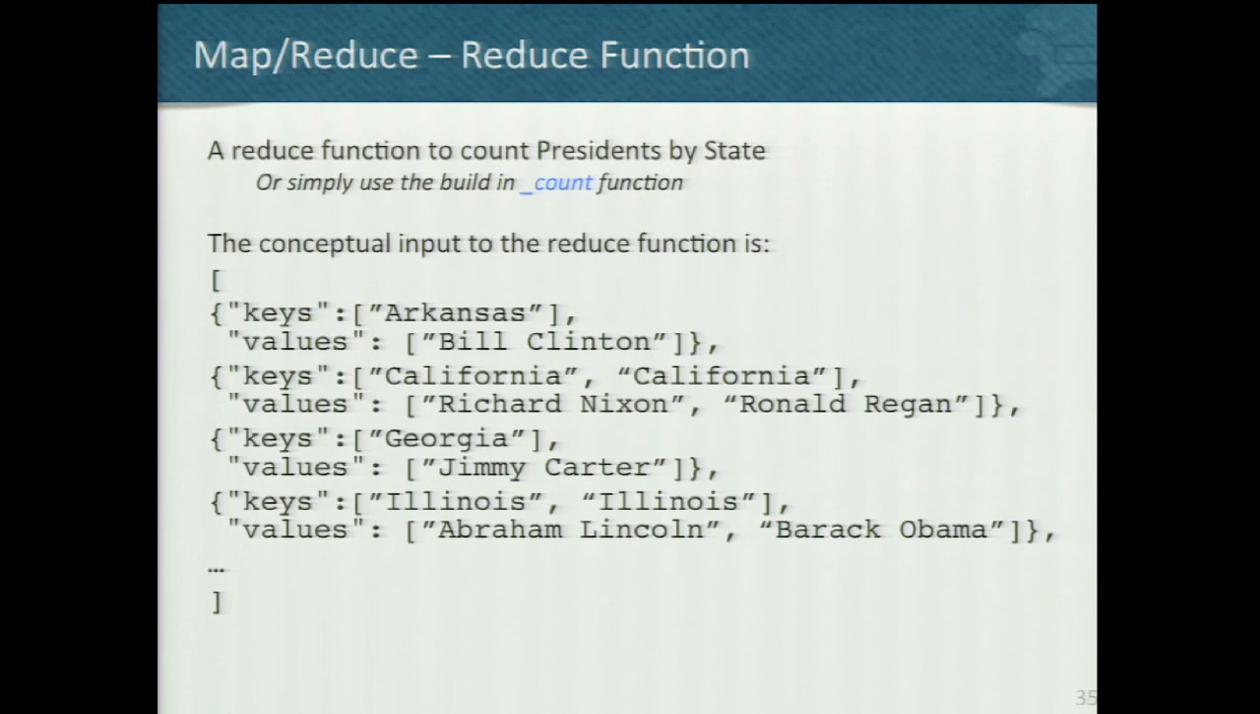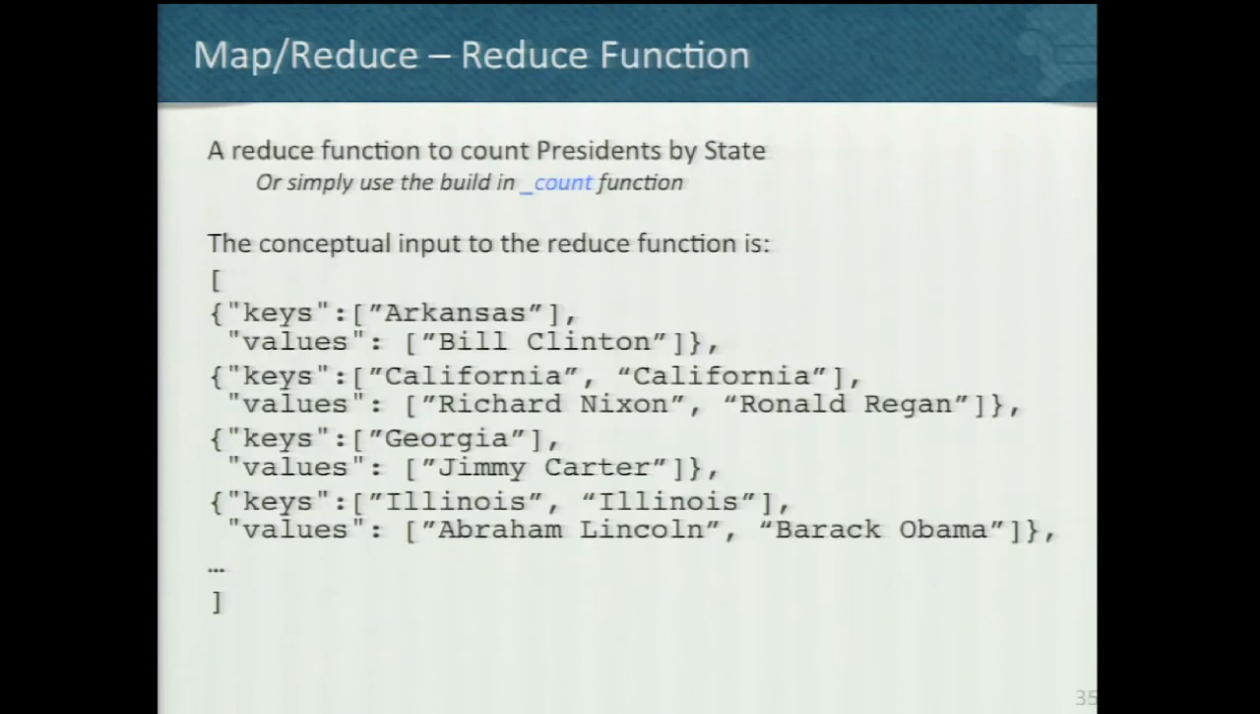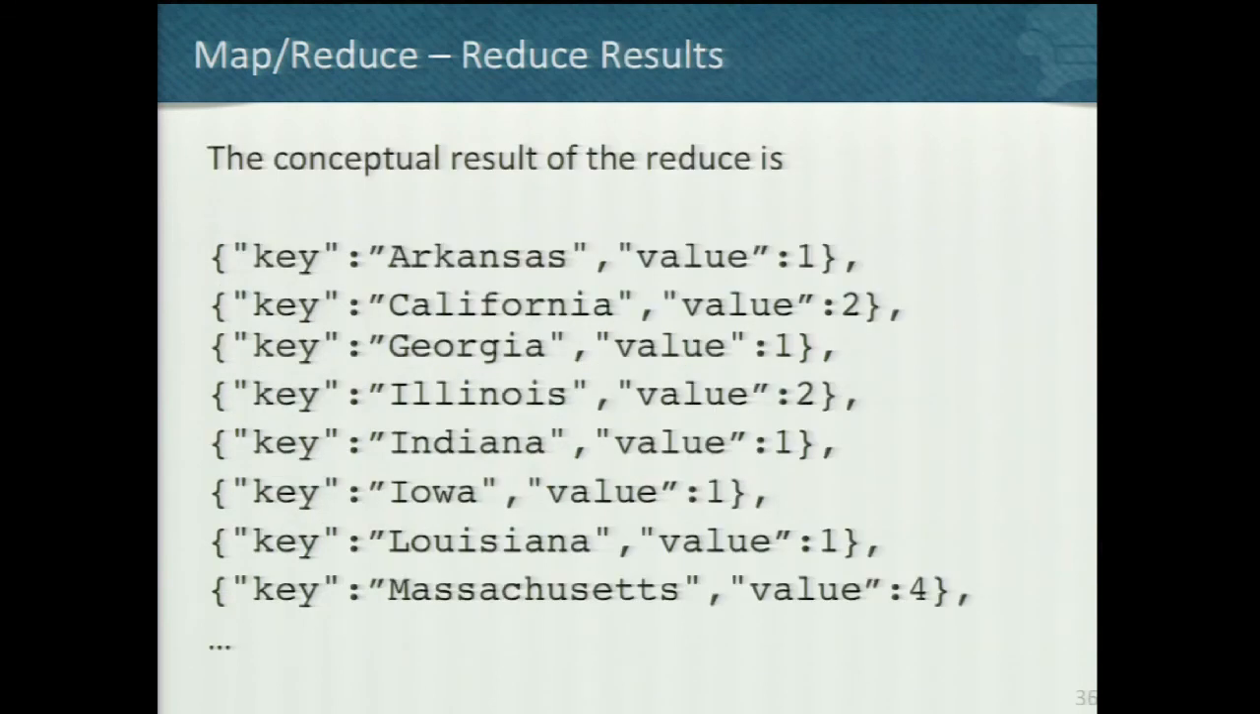All right. So basically, if I'm using the count function, then your reduce function looks something along these lines. Not exactly the same, but basically it spits out Arkansas, Bill Clinton, California, Richard Nixon, Ronald Reagan, Georgia, and then Illinois, whatever, right? And then in the reduce function, it basically takes the array of values and counts the length of the values, which is really the count that's finally emitted. Okay, so the conceptual result of the reduce will be something along these lines: what home state and what's the value, the count of the number of presidents in that particular home state. Does that make sense? Okay.